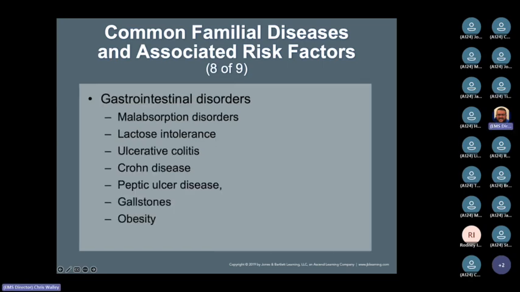Gastrointestinal disorders. We have some malabsorption disorders, lactose intolerance, Crohn's disease, peptic ulcer disease, gallstones, obesity, a body mass index greater than 30. Morbid obesity is a BMI of 40 or greater. Overweight is a BMI of 25 to 29.9, caused by genetic, behavioral, and environmental factors.